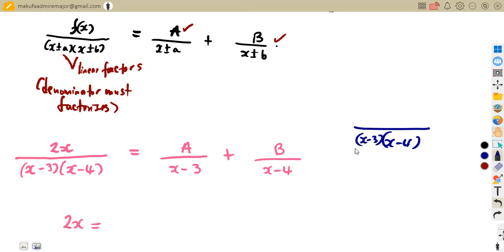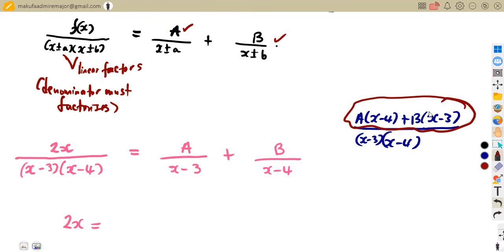Then you divide: x minus 3 and x minus 3 cancel, you remain with x minus 4. So it's going to be A times (x minus 4), plus you do the same thing: x minus 4 and x minus 4 cancel, you remain with B into (x minus 3). This is what you're supposed to have, and you equate this.